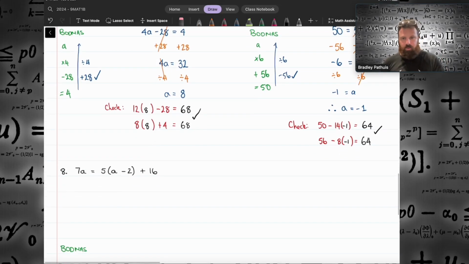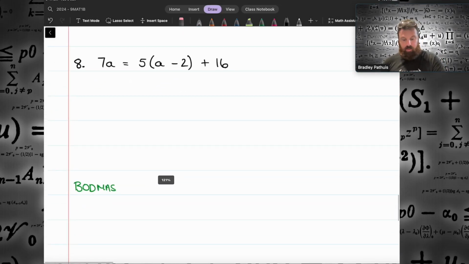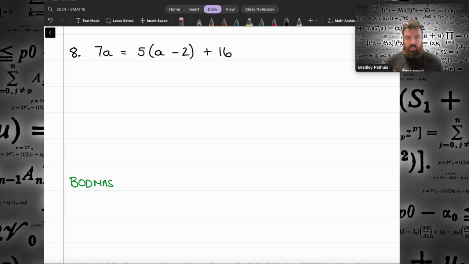Last example for you guys before you can get on to doing some questions. Here, I've noticed that on both sides of my equal sign in question 8, they've both got an A. So I need to drag the A across. But I have an issue: on the right-hand side, this A is currently trapped inside some brackets. So before I can move it, I need to get that A out of the brackets.